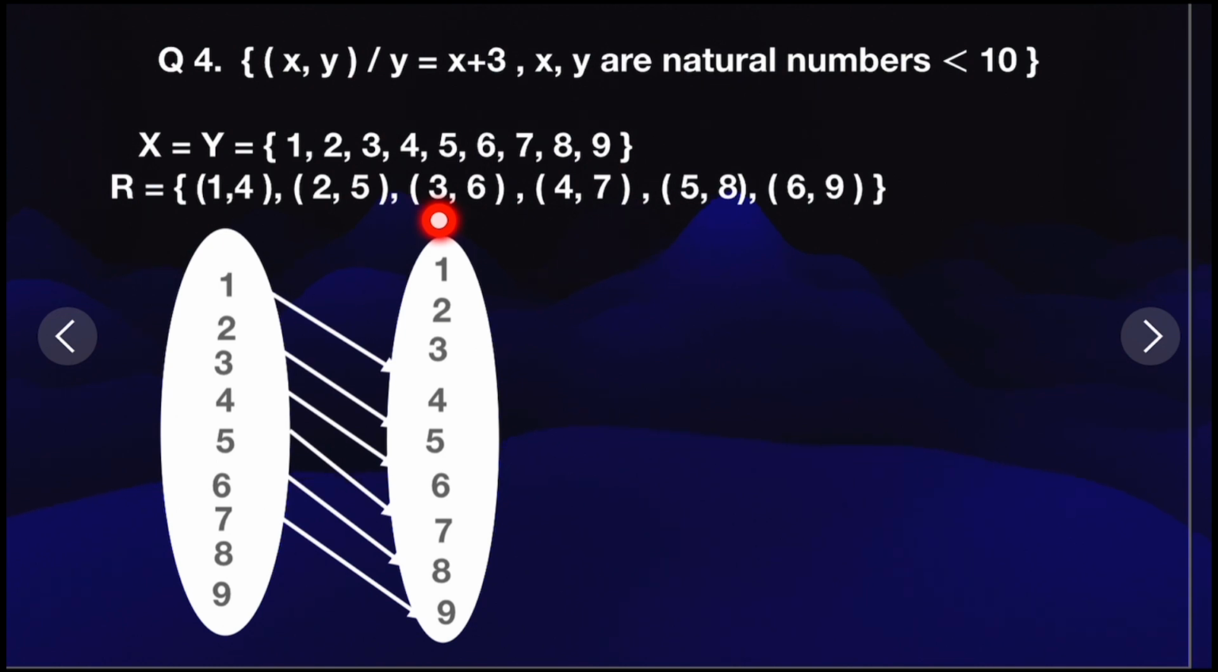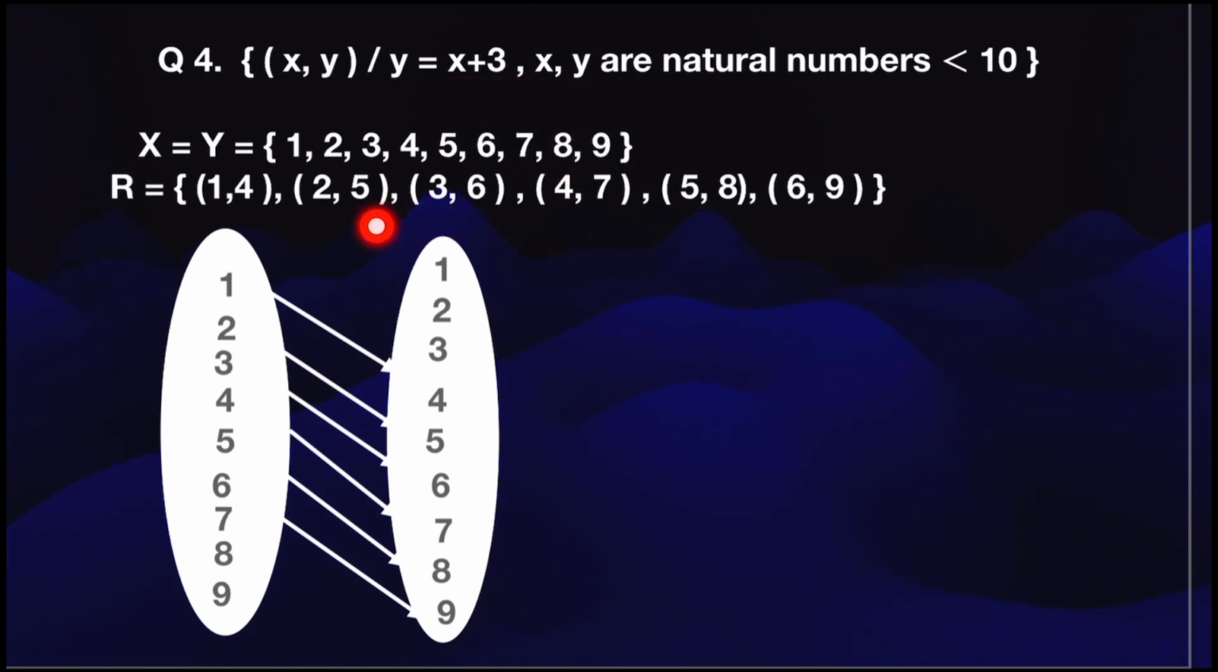Put x is equal to 3, y will be 6. Put x is equal to 4, y will be 7. Put x is equal to 5, y will be 8. Put x is equal to 6, y will be 9. So this is, close the bracket, this is the set R, relation R, which is defined by this equation, y is equal to x plus 3.